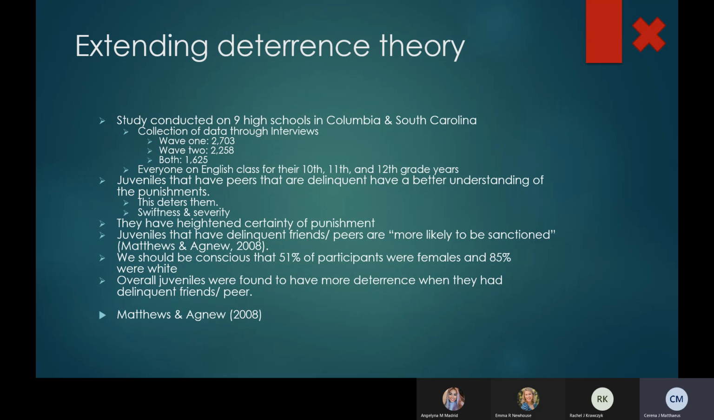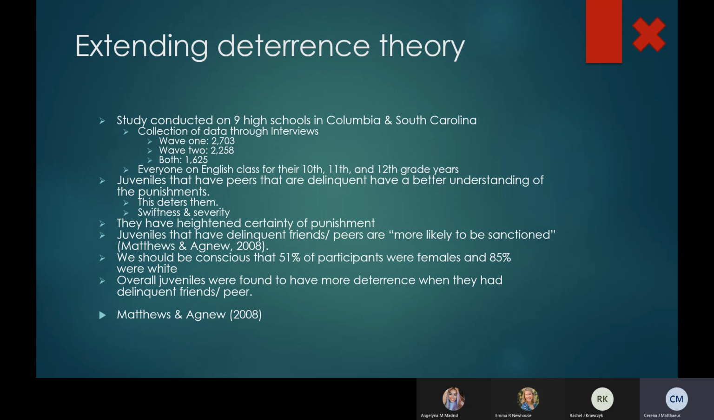There were 2 waves, and in between the 2 waves, there were about 1,625 students that were in both of the waves. And out of looking at all that and the conclusions, juveniles that have peers who are delinquent have a better understanding of the punishments, so they understand the swiftness and severity more, and this kind of deters them from committing a crime. And they have a heightened certainty of punishment, so from seeing their peers or friends offend, they know that they will get a punishment for doing that same crime.